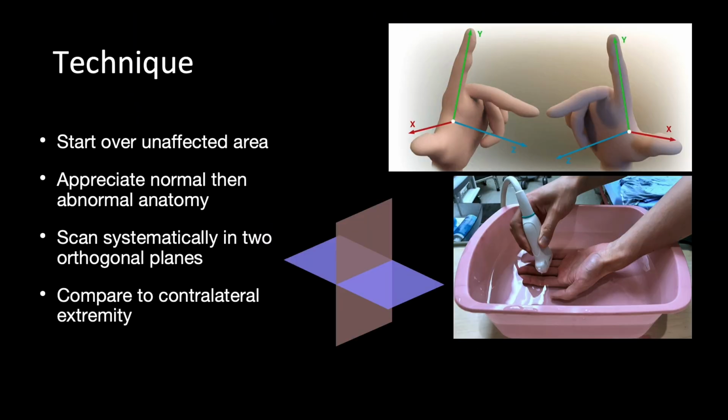As for technique, start in an unaffected area and then slide your probe to an affected area. First, appreciate what normal anatomy is and then look at abnormal anatomy. Make sure that you scan systematically in two orthogonal planes, as seeing two views will help you better identify spatially what's going on with the structures. The other nice thing is that if you're looking at an extremity, there's usually a contralateral extremity that you can compare it to.